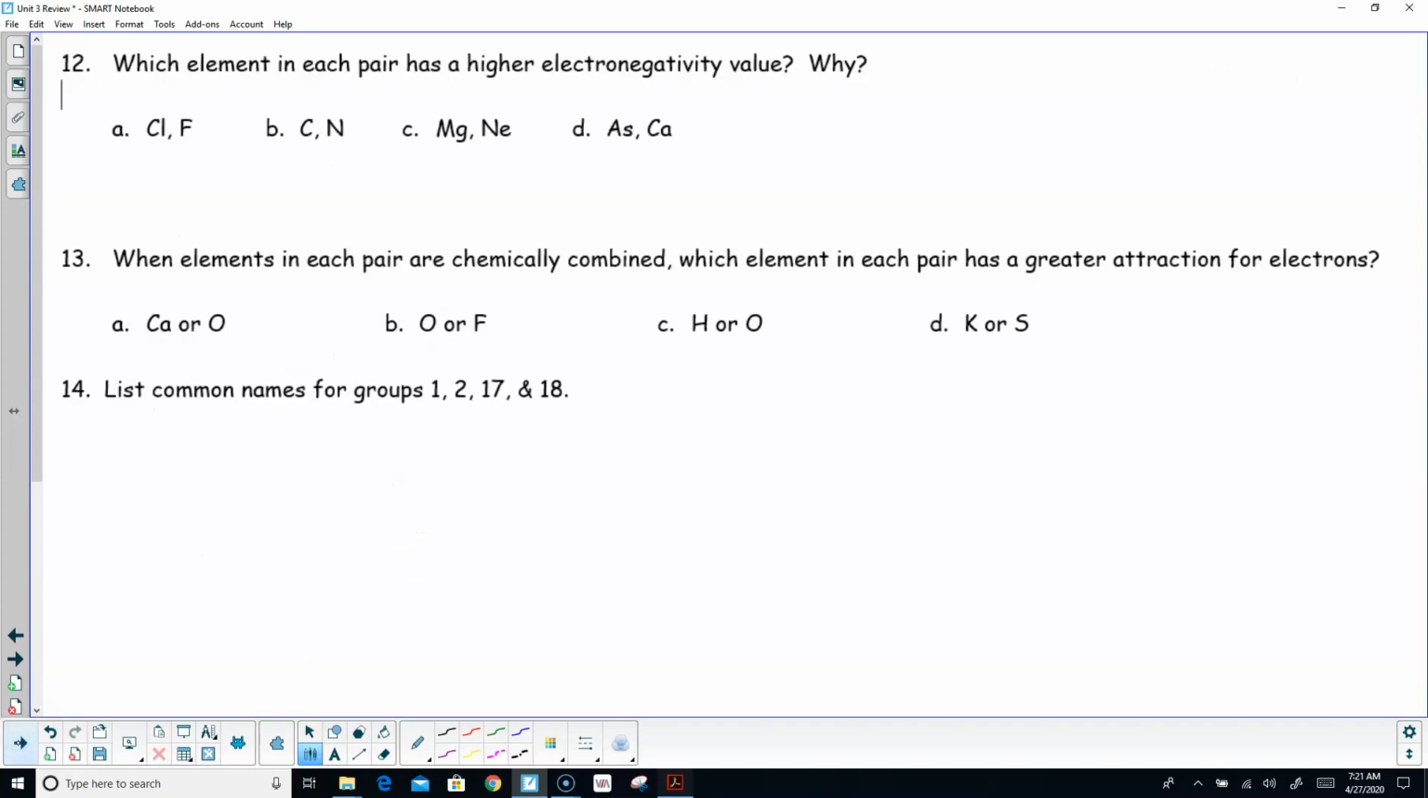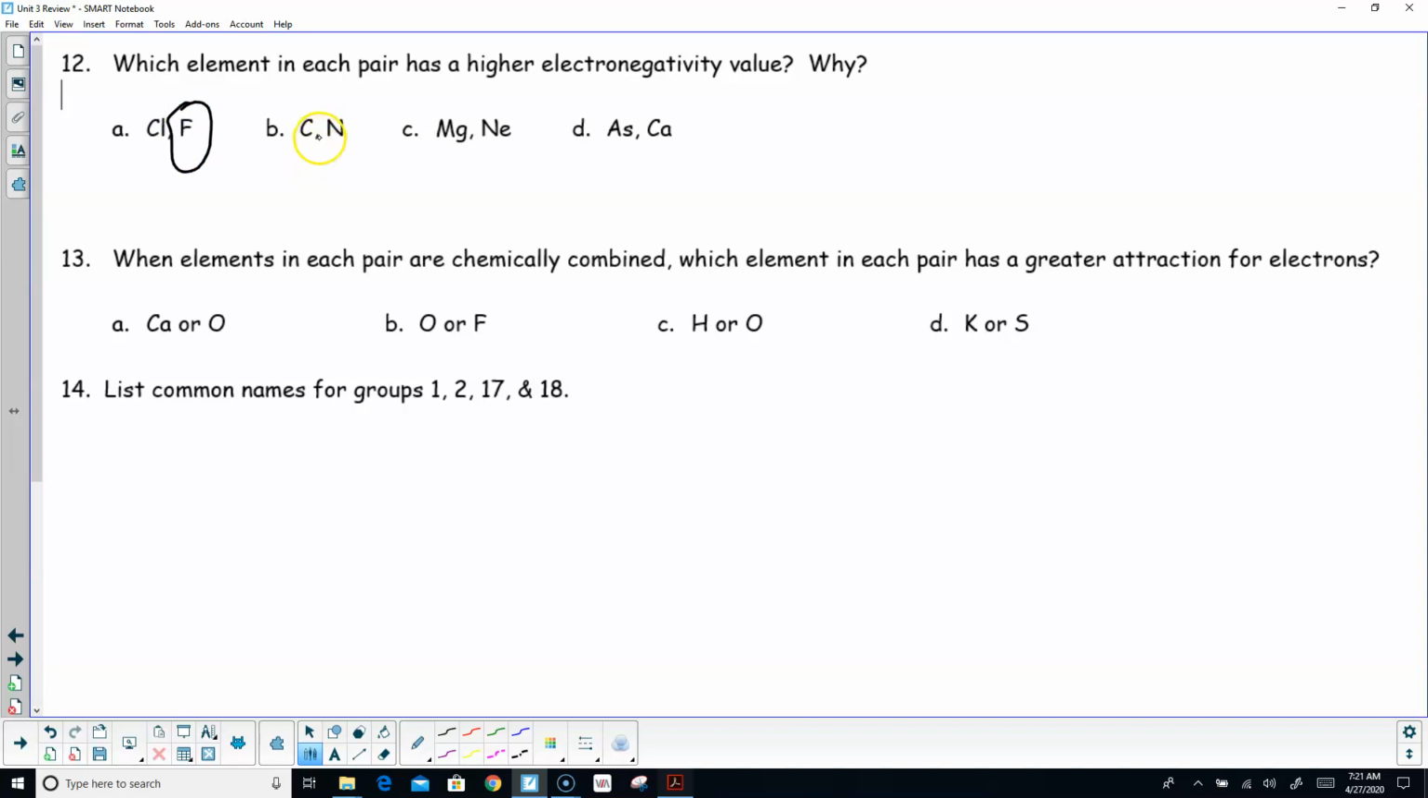This one we're looking at electronegativity. Recall electronegativity is an atom's attraction for a shared pair of electrons. The general rule of thumb is the closer an element is to fluorine on the periodic table, the more electronegative it's going to be. Fluorine is by far the most electronegative element, so it is going to be the more electronegative one.